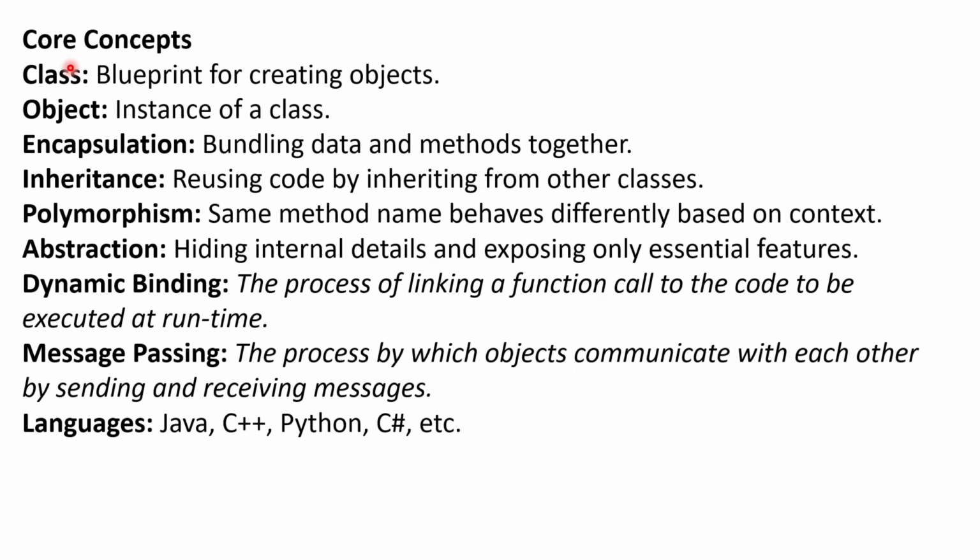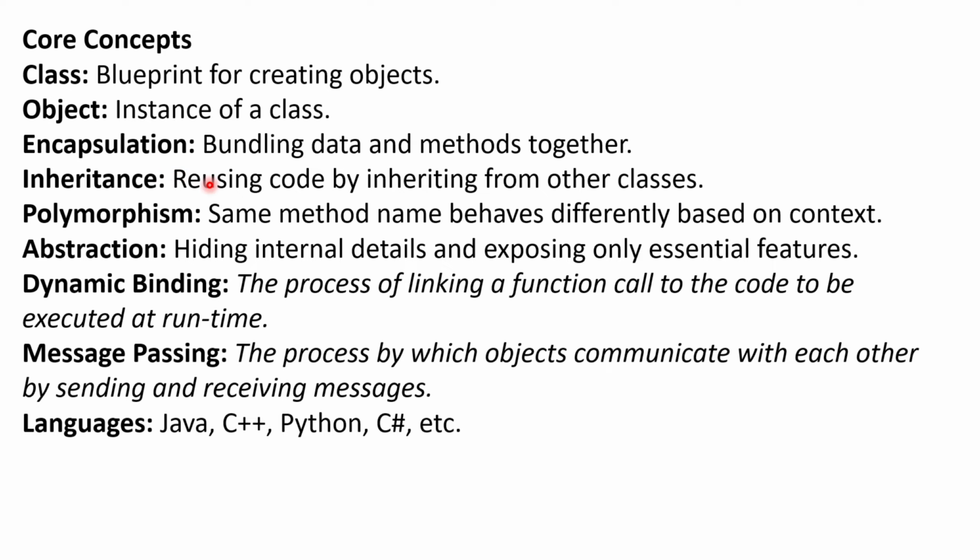Next is what are the core concepts used in OOP. So the first one is class. We can just say that it is the blueprint for creating objects, and then another is objects, which in short we say is the instance of a class. Next one is encapsulation. In encapsulation, we bundle data and methods together, wrapping of the data. That is called encapsulation.